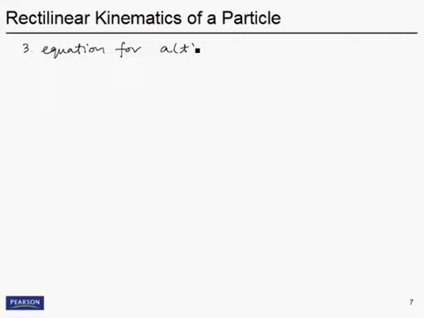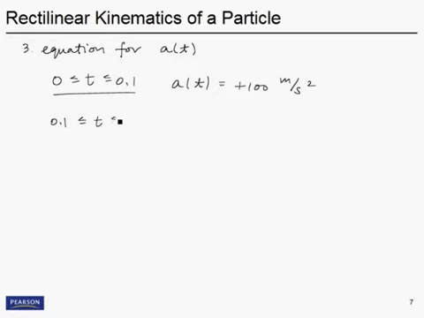For 0 to t to 0.1, what we're going to get is the acceleration as a function of time is positive 100 meters per second squared. That was the slope of that first part of the curve. And then from 0.1 to 0.2 we get the acceleration is negative 100 meters per second squared. And so if we draw that, we're going to get something that looks like that.